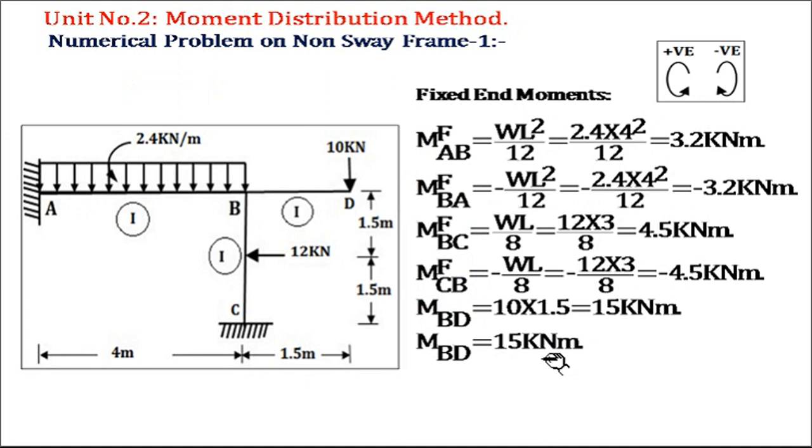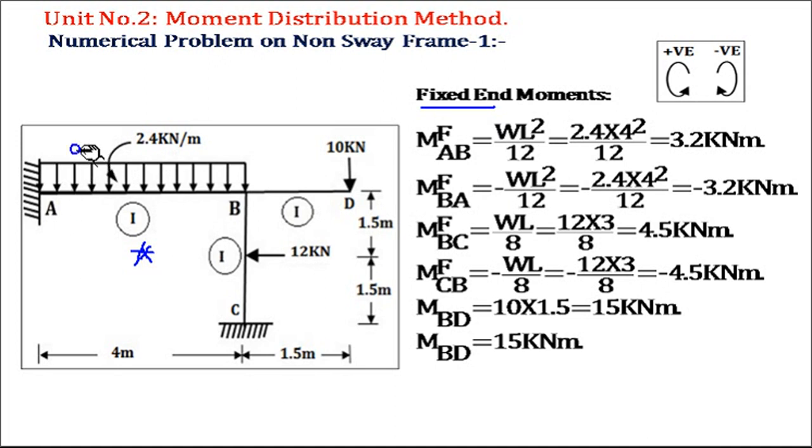Now the first step in the moment distribution method is to find the fixed end moments. As we know the sign convention, anti-clockwise we consider positive and clockwise we consider negative. Very important thing in a frame: when we are analyzing the frame, we are standing inside the frame. So now we are standing here. Now the fixed end moment due to the uniformly distributed load in portion AB.